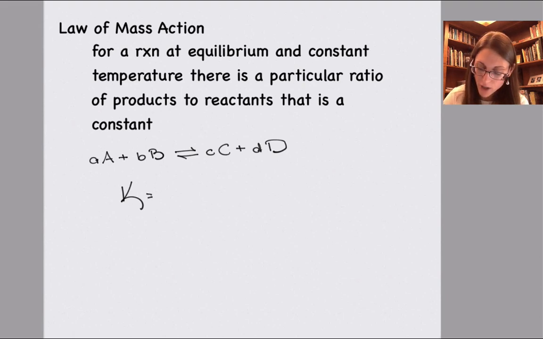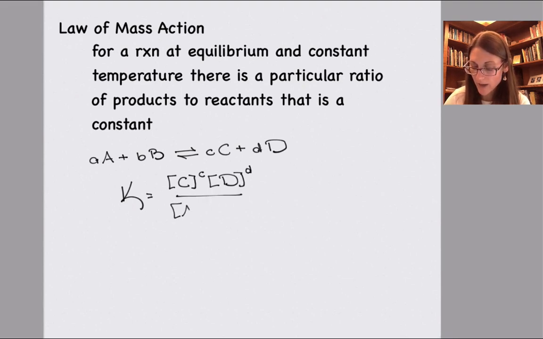And that ratio is products on top, the concentration, or we'll see pressure here in just a minute, but the concentration of each of the products raised to their coefficient divided by the concentration of the reactants raised to their coefficient. That value is always a constant at a particular temperature for a reaction and is known as its equilibrium constant.